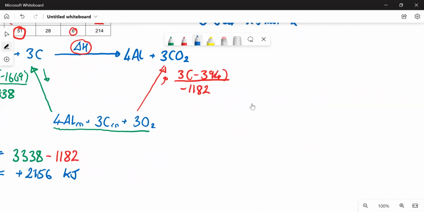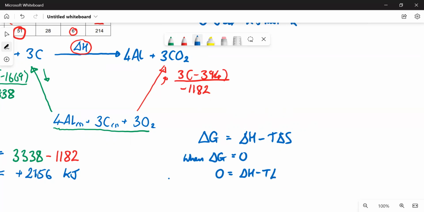So delta G is equal to delta H minus T delta S. Now the reaction becomes feasible when delta G stops being positive and actually becomes 0. So we want that when delta G is equal to 0, that's the minimum temperature. So when we do that, we're going to get 0 is equal to delta H minus T delta S.